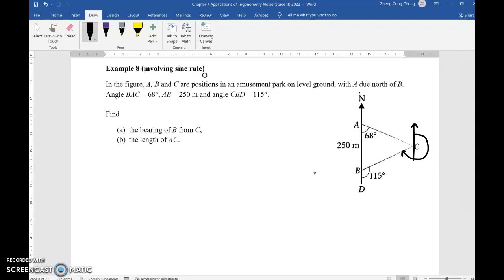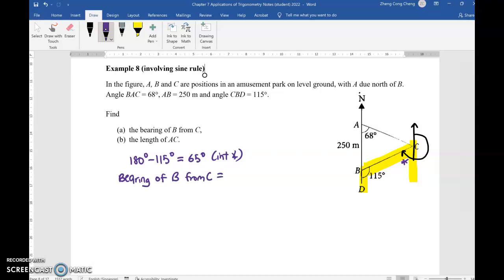Again, I know that it's 180 degrees plus something. And what is that something? The something can be found using alternate angles or interior angles. In this case, I will use interior angles first. The angle that I need to add would be 180 degrees minus 115 degrees, which is 65 degrees, based on interior angles. Therefore, the bearing of B from C will be 180 plus 65, which is 245 degrees.